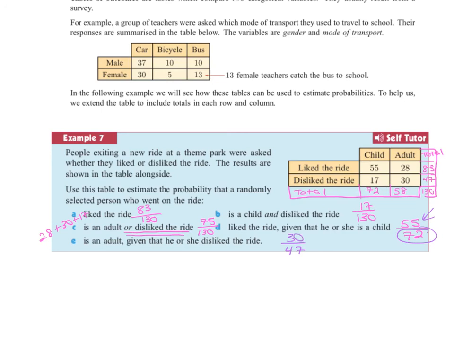And all of those fractions represent individual probabilities for all of those separate events. So again, some things before I go here. Remember the notation? So for A, for example, if we're going to say the probability that they liked the ride, we would say capital P, that they liked the ride. That's the probability that they liked the ride. And that's going to be equal to 83 over 30.